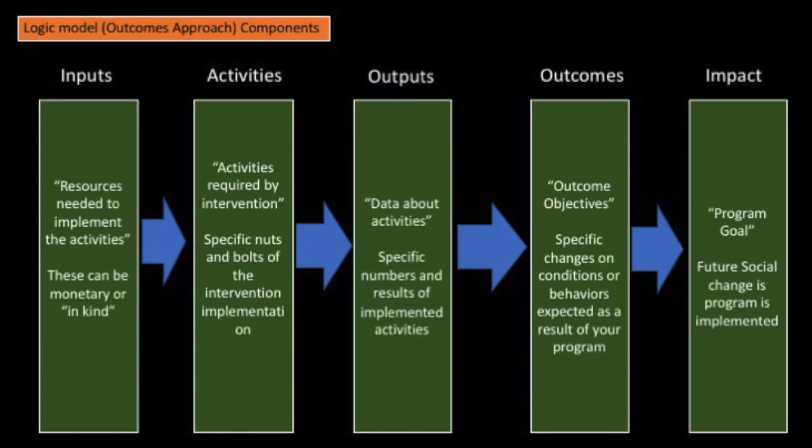Now, when read from left to right, the statements you're making are: these are the inputs I need. If I get all these resources, then I will implement all these activities that comprise my intervention. If I implement the activities like I want to, I will get some output. I will serve this many participants.